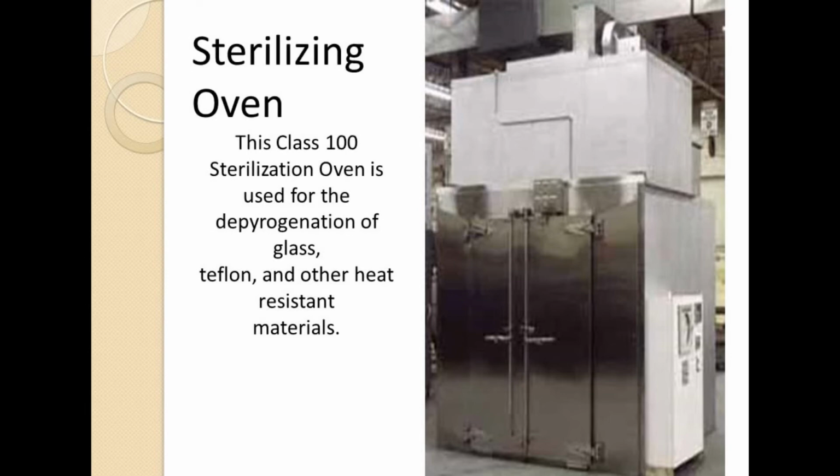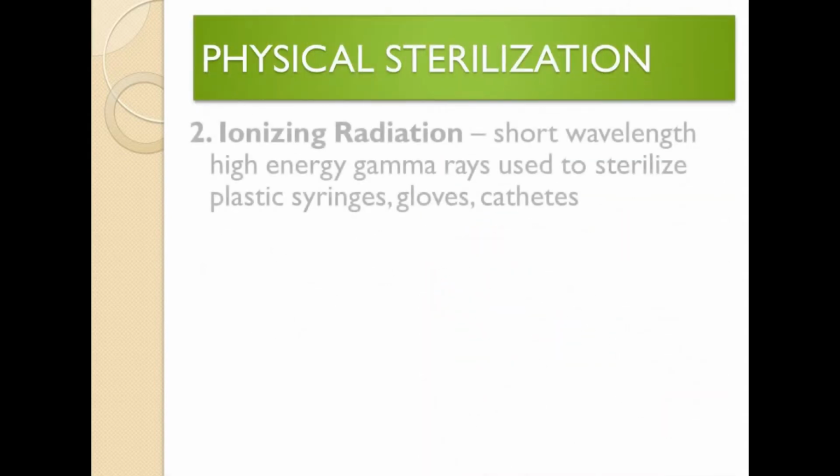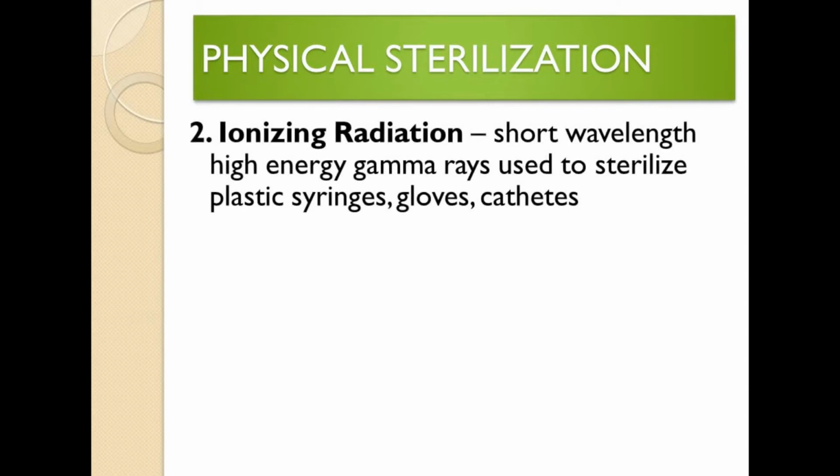Sterilizing oven: this class 100 sterilization oven is used for the depyrogenation of glass, Teflon, and other heat-resistant materials. So this is an example of a sterilizing oven. This is used in a big hospital. Under physical sterilization, we also have ionizing radiation. This uses short wavelength, high energy gamma rays used to sterilize plastic syringes, gloves, and catheters.